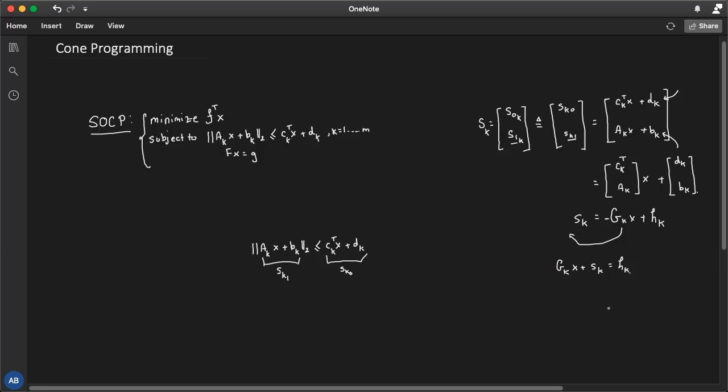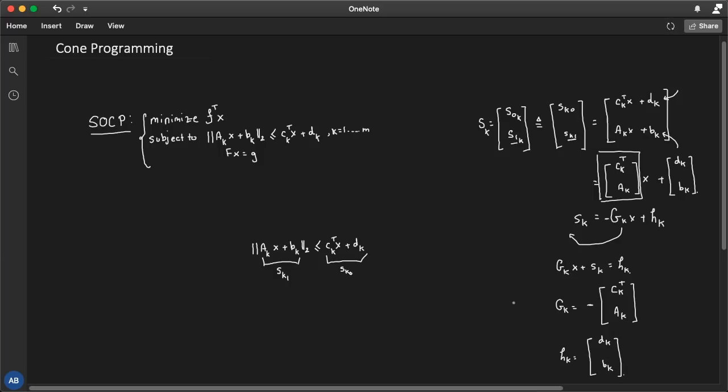h_k, right? So what is my G_k? It is minus this guy. So my G_k is nothing other than minus c_k transpose and A_k. And my h_k is d_k and b_k. As simple as that.